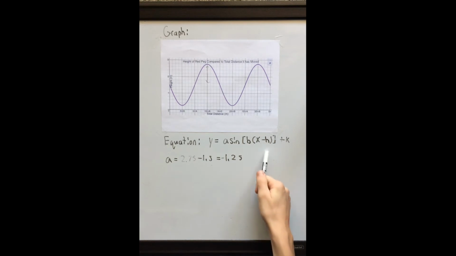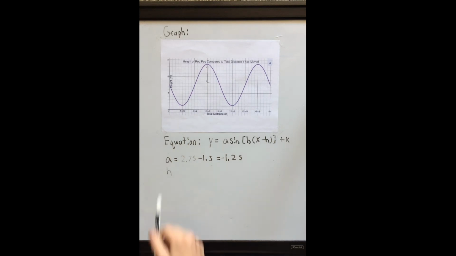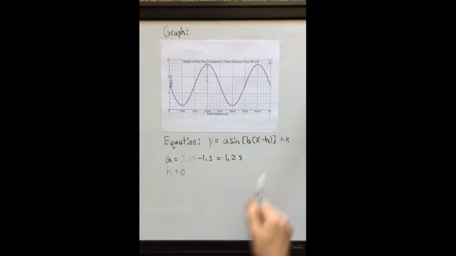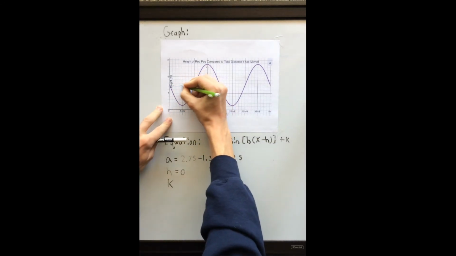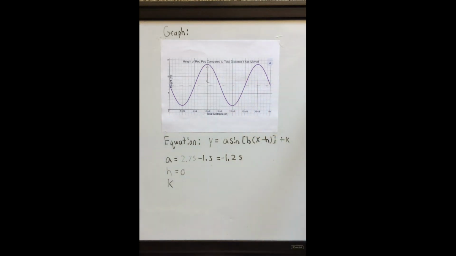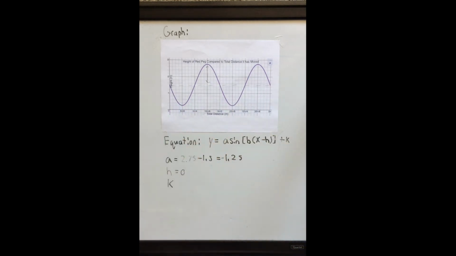Next, we can look for the h value, which means any horizontal shift or phase shift. We see that the sine equation starts directly at 0, therefore there is no shift. Next, we can look for the k value, which is the vertical shift of the graph. So, we can see that the graph middle point is right here, 1.5, where the red peg starts. Therefore, the vertical shift is 1.5.